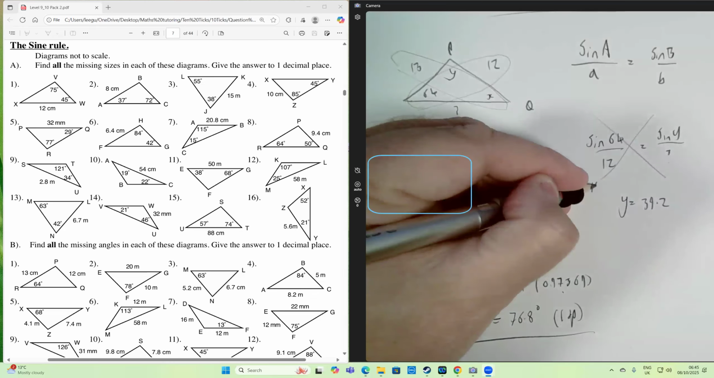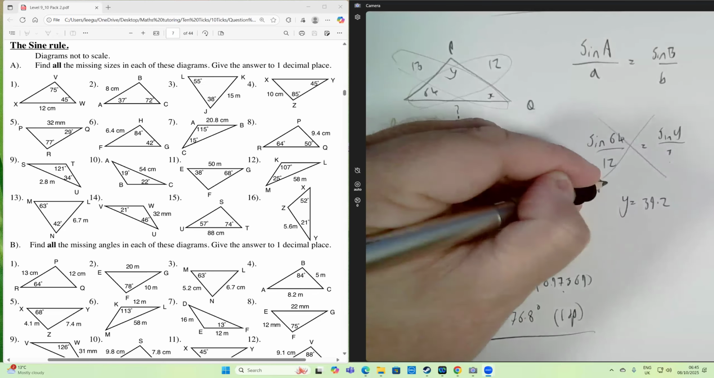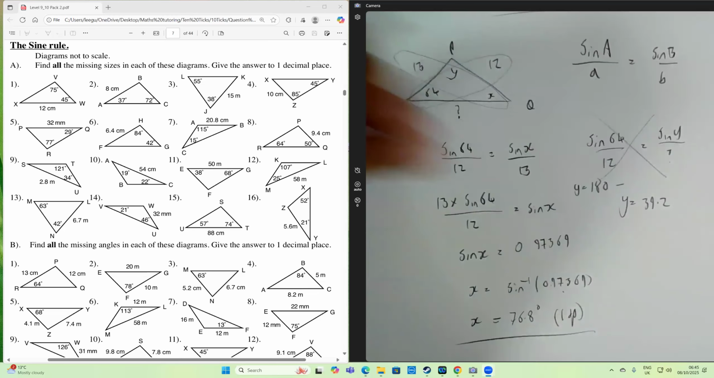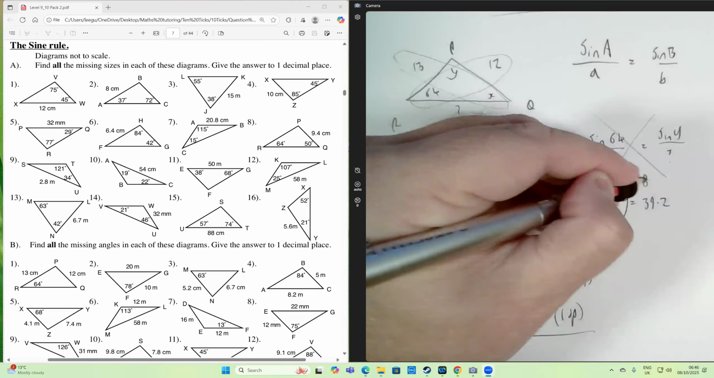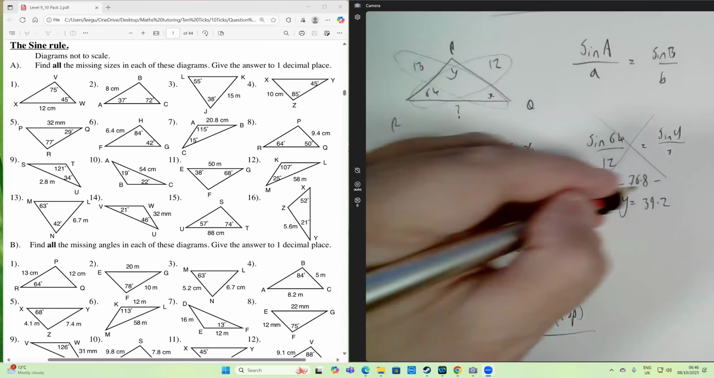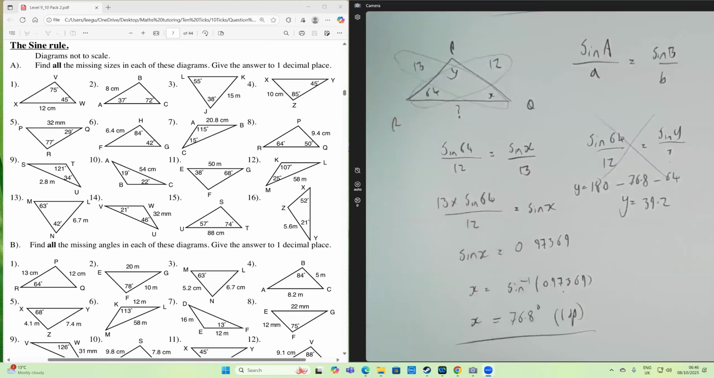And we've just used the fact that y is equal to 180, take away 76.8, take away the 64. And that's how we found out the other angle. So that's our second instance of how we use the sine rule.